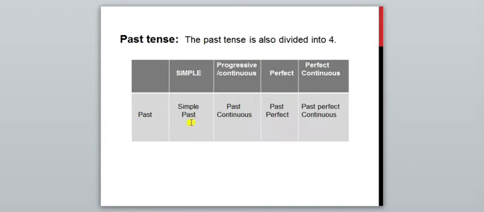First type is the simple past tense. Second, past continuous tense. Third, past perfect tense. And the fourth, past perfect continuous tense. Now we are going to see the rules and the uses of the simple past tense.